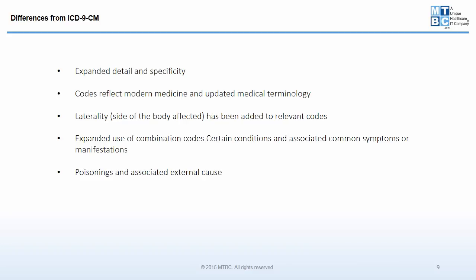There has been expanded use of combination codes, so they may have acute on chronic codes where they didn't have them before, because they do associate the common symptoms and manifestations in addition to, like, diabetes. They do have combination codes. Poisonings and associated external cause.